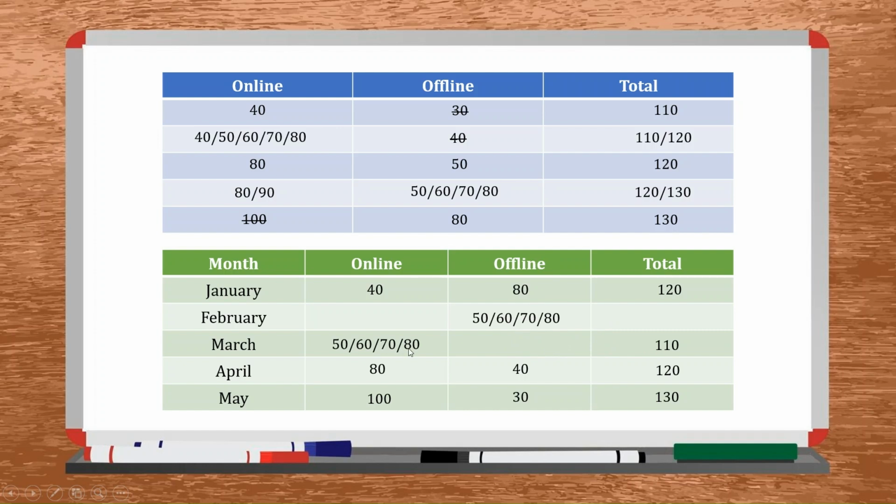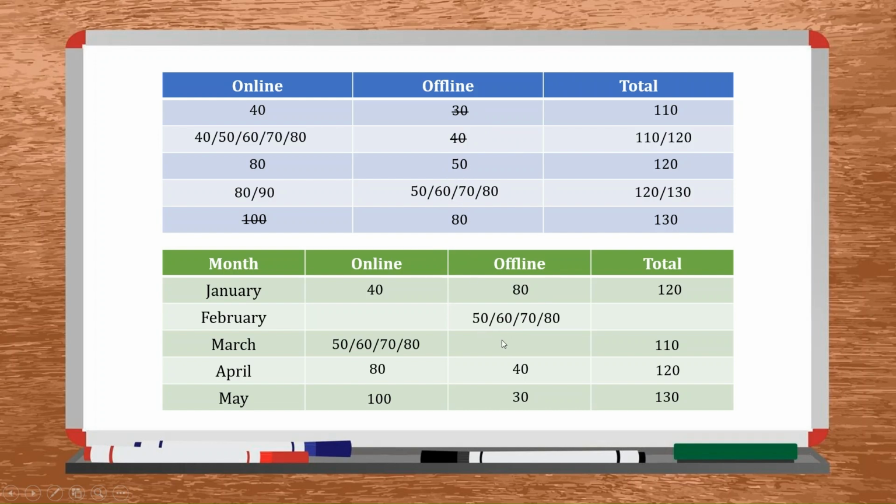Let us take 80 for now. If I take 80, this also has to become 80. Since we have already consumed 50, 30 and 40, the minimum value that offline can take is 50, 60, 70, or 80.